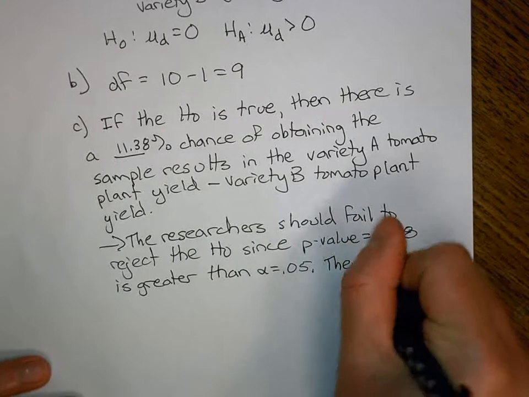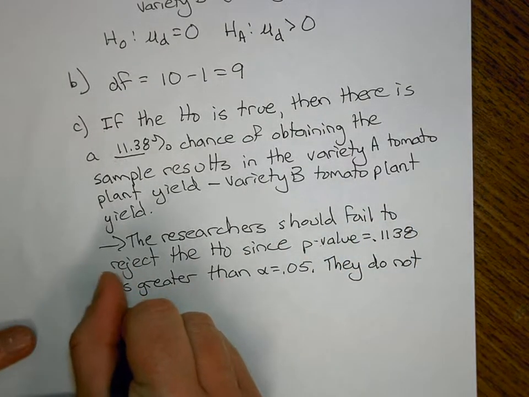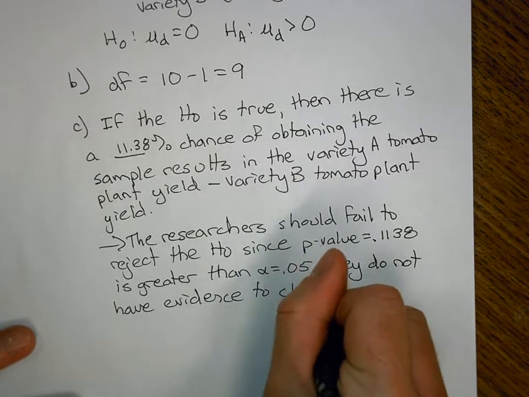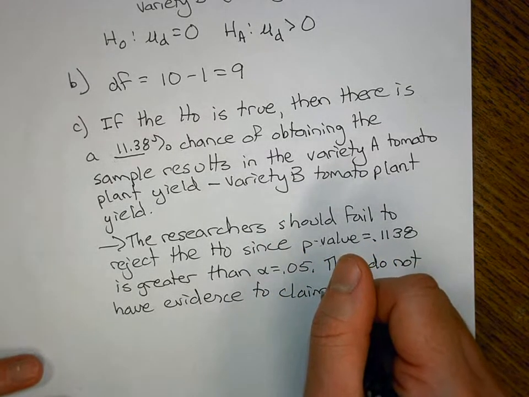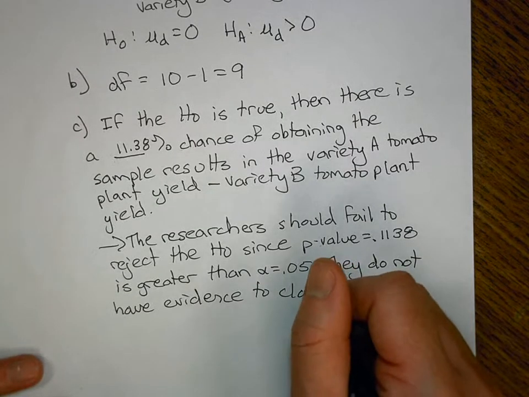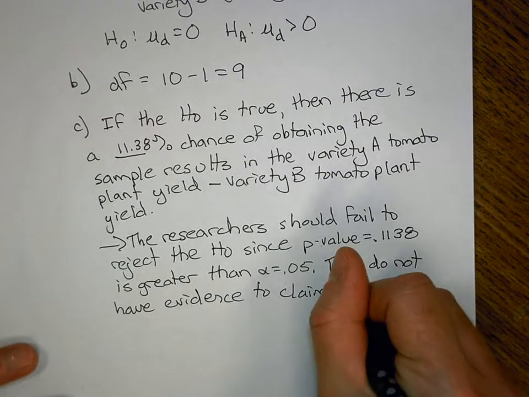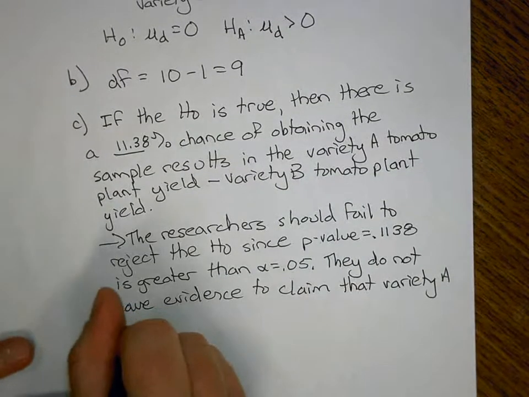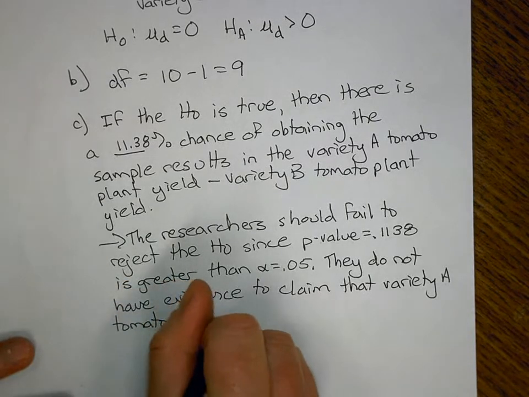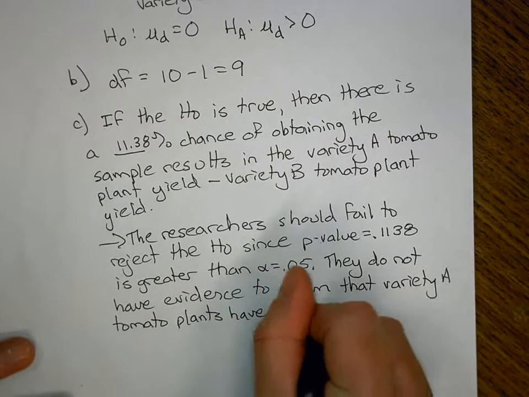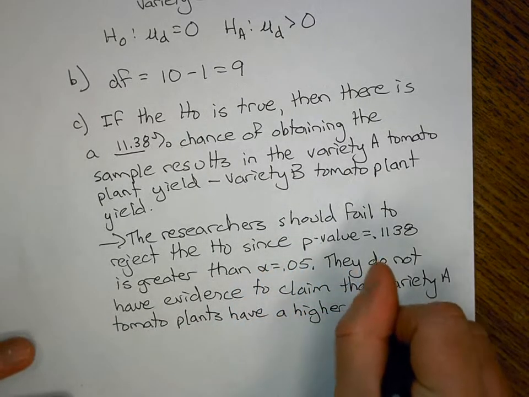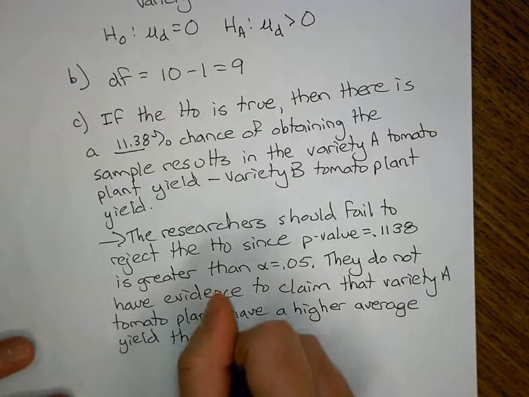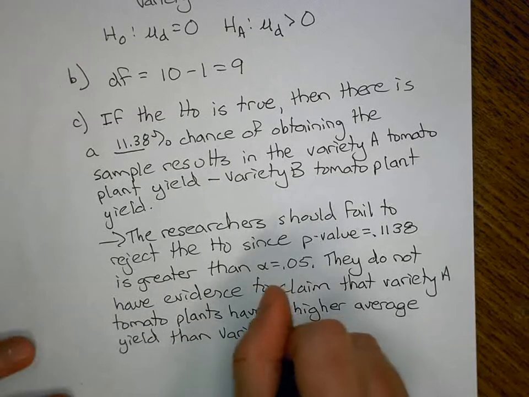The researchers do not have enough evidence to claim, I'm going back up to the beginning of the problem where it says researchers suspect that variety A tomato plants have a higher average yield than variety B. So they don't have enough evidence to claim that variety A tomato plants have a higher average yield than variety B tomato plants.